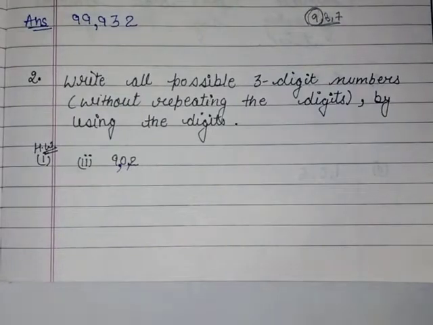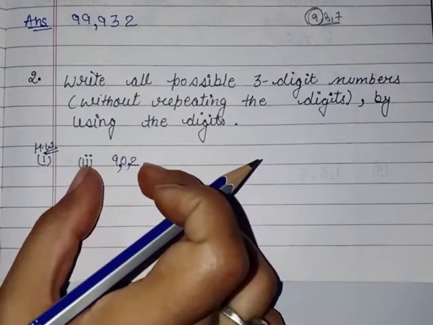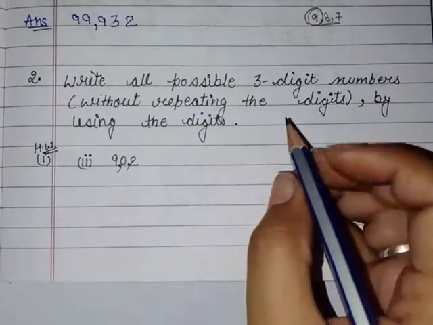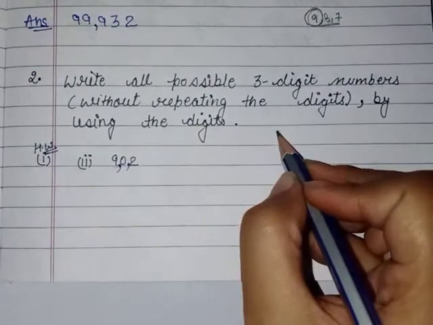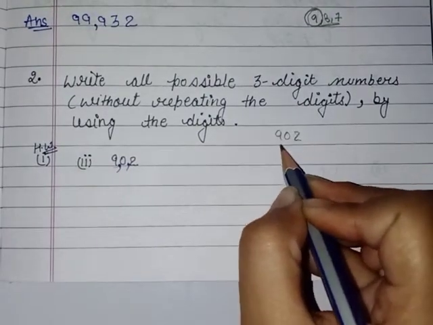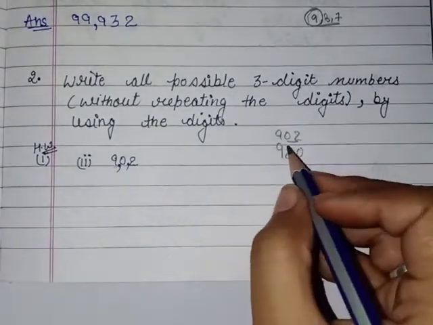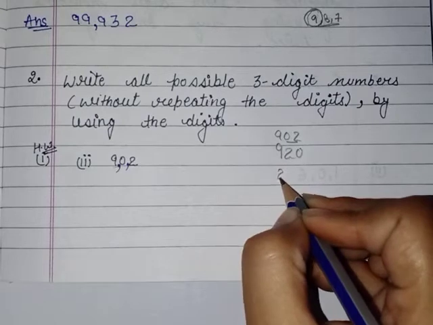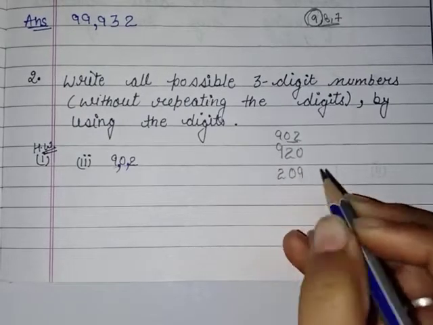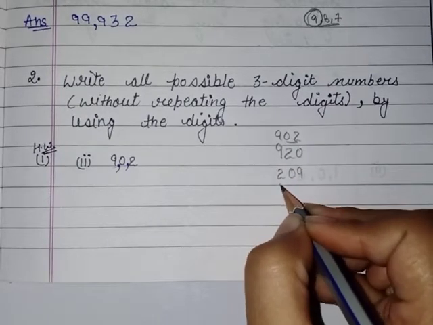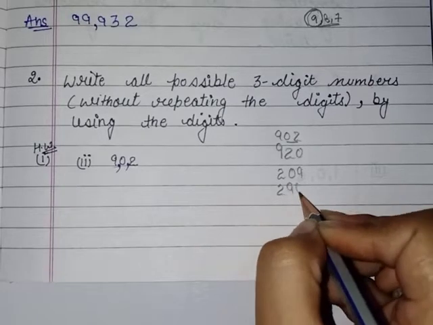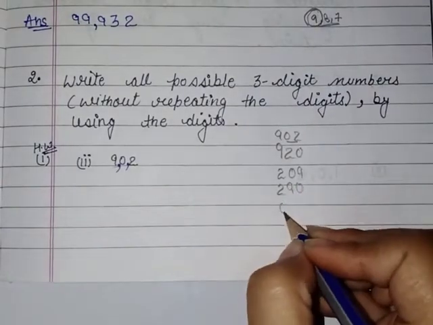These are 3 digits and they asked to form all the possible numbers of 3 digits which are formed using these digits. Okay, so first number can be 902, second number can be 920, then third number can be 209, fourth number can be 290.